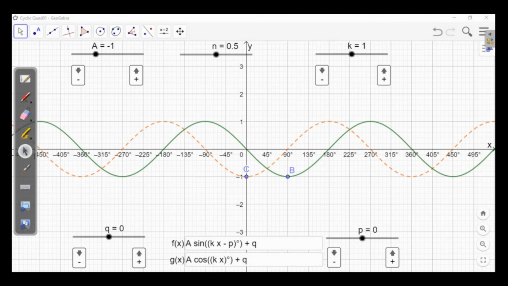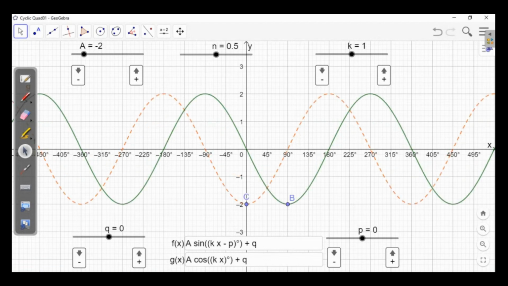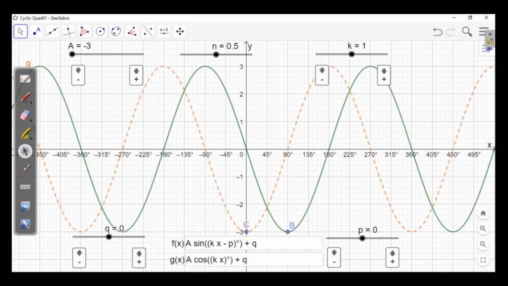So that is what a does to the graph, and it's important for you to have a picture of this. It will affect the stretch of the graph, which of course affects the range of the graph, but when it changes from positive to negative, it will also flip the graph about the x-axis. So whatever was above the x-axis will be below, and whatever was below will be above. That is a reflection about the x-axis.